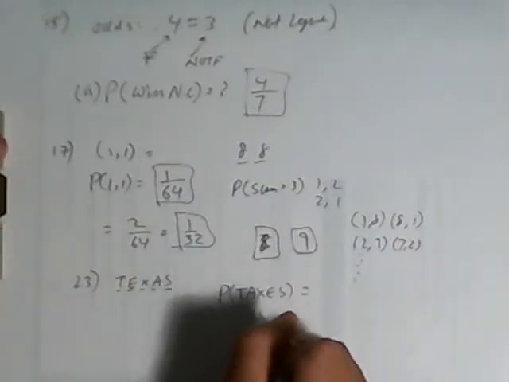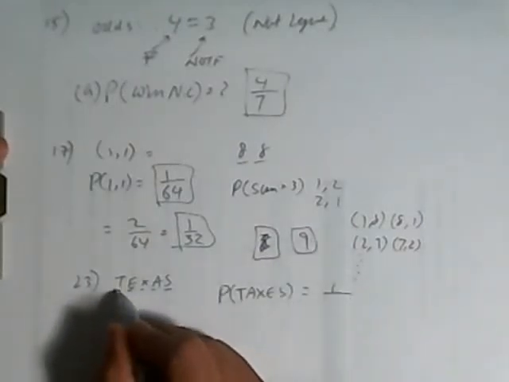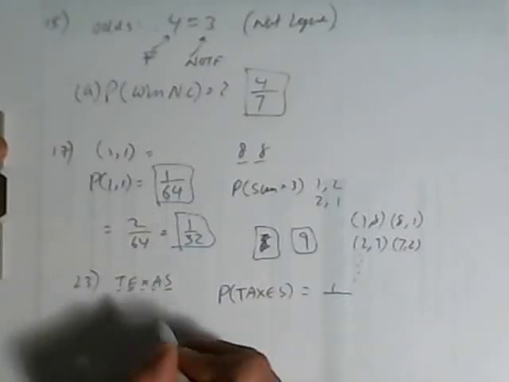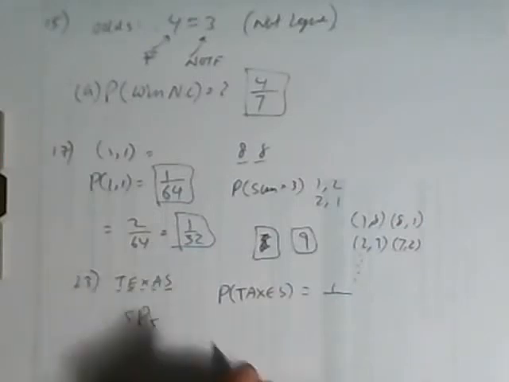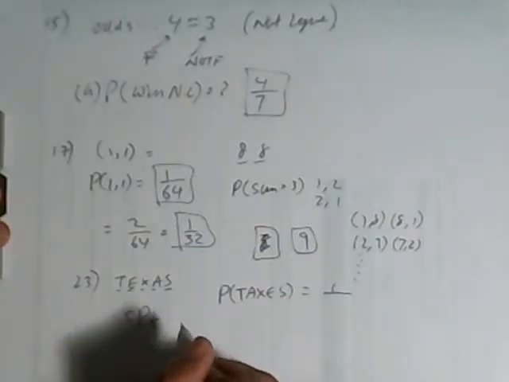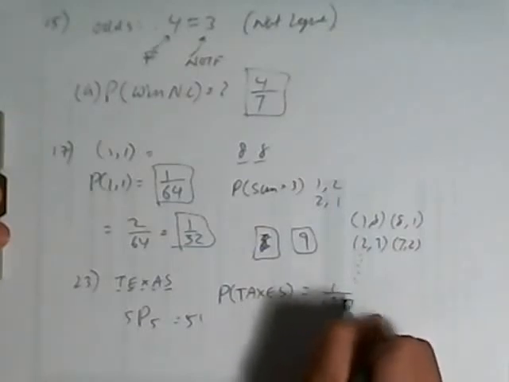There's only one way that can be spelled taxes, which is T-A-X-E-S. It's going to be 1 out of, and there are 5 different letters. How many different ways can you permute 5 letters? Well, it's 5P5. It's from last chapter. 5P5 is equal to 5 factorial. 5 factorial is going to be 120.